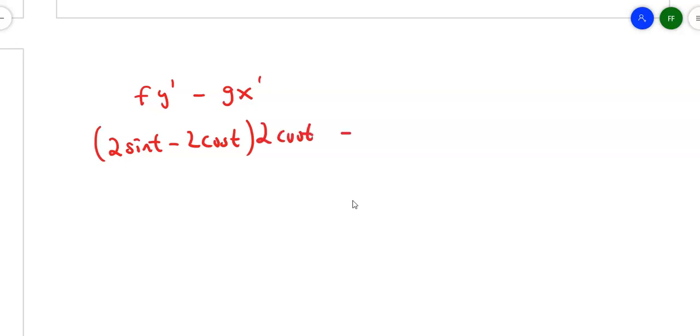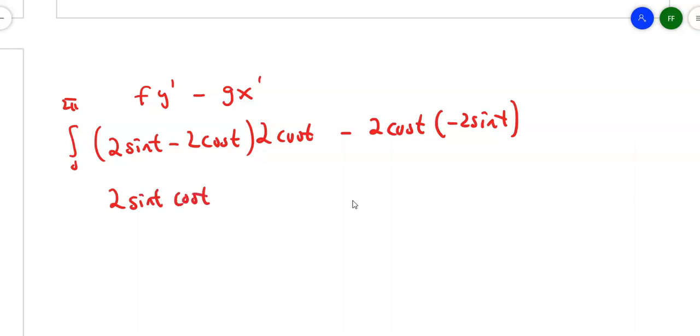Minus, let's steal the g that we had from the previous problem. It was 2 cosine t, and then x prime is going to be negative 2 sine t. So we need to integrate this from 0 to 2 pi. All right, so this gives me 2 sine t cosine t. Actually, it gives me 4 sine t cosine t. Then minus 4 cosine squared t, and then plus 4 cosine t sine t.